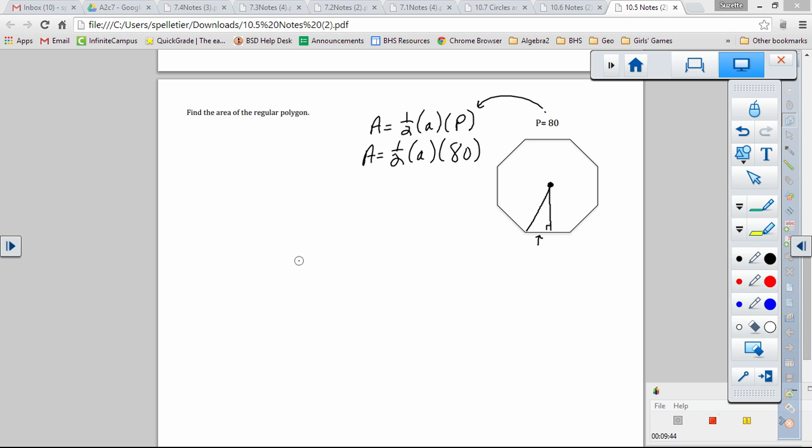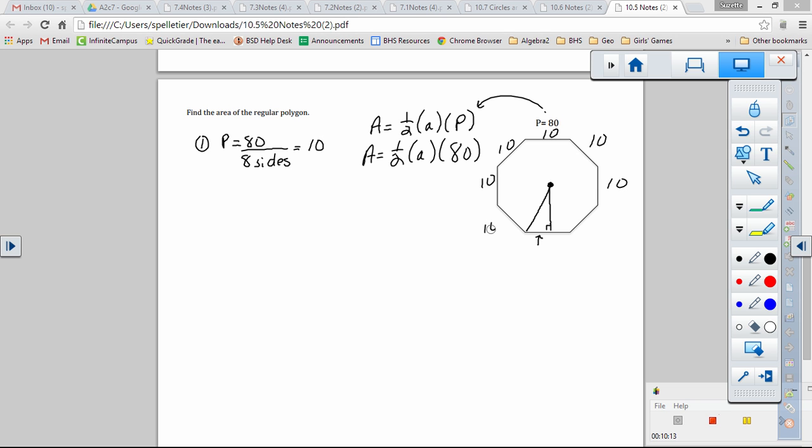So here's what we do. We take the perimeter. If I know the total perimeter is 80, then what I do is I divide that by how many sides there are. Since I know it's regular, I know they're all going to be the same length, so I'm just going to divide it by 1, 2, 3, 4, 5, 6, 7, 8 sides. So divide by 8 sides. 80 divided by 8 equals 10. So every side is 10.